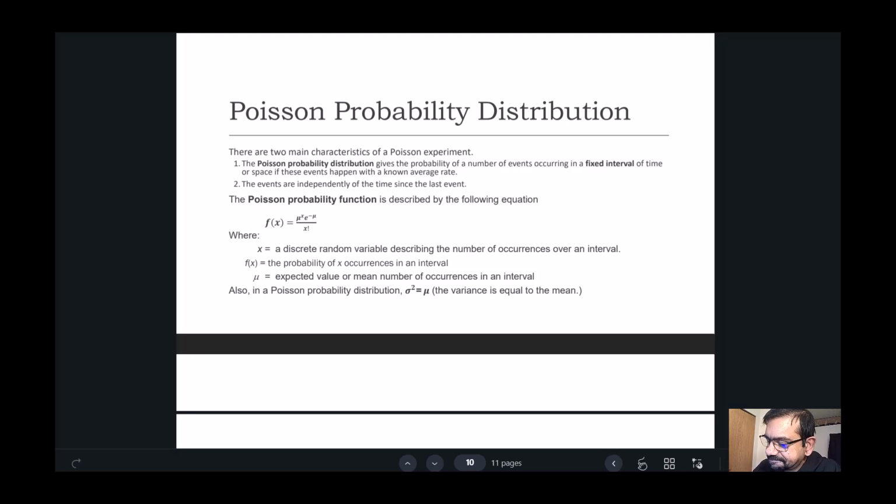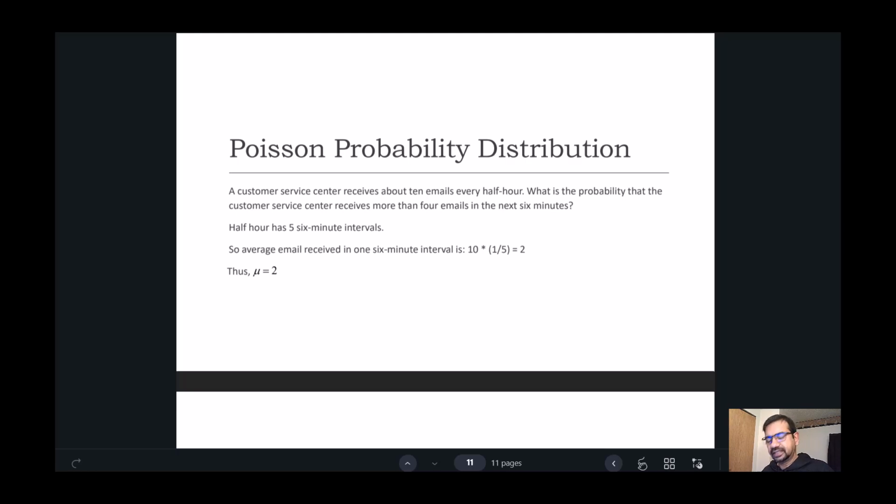So suppose the average rate is mu, and our number of successes is x. The probability is given by mu to the power x times e, which is Euler's number, the natural number, to the power minus mu, divided by x factorial. And this variable also has another interesting feature, that its variance is also the same as its mean.